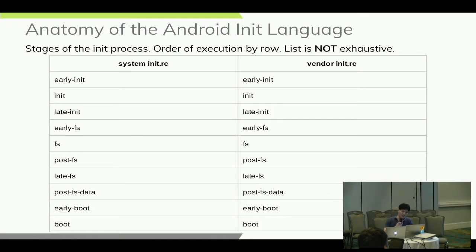Each init RC file defines stages like early init, late init. In each of these stages you can do things like create a directory, set a property, or start a service, just to get your processes to boot up in order. The order of execution is by row, meaning the system init RC's early init will start, and then vendor's early init, and then system's init, and then vendor's init, and so on and so forth. It's sort of like a zigzag across the table here.